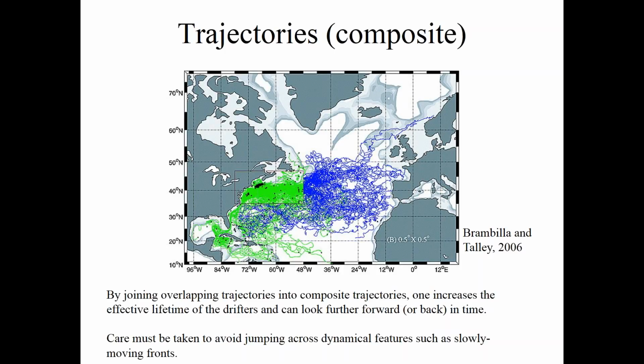For example, you want to make sure that you're not jumping from one side of the Gulf Stream front to the other if the front is moving north to south. They did that by also requiring a delta T criterion on whether they would join up trajectories or not.